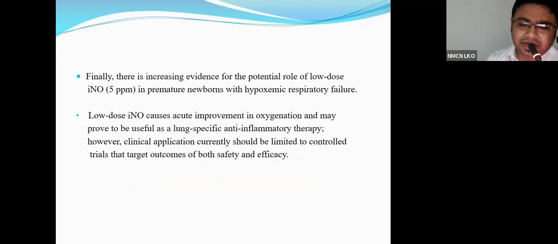There is increasing evidence for more uses of iNO, but still more papers have to come in order to validate this use. It has also been shown that iNO is an anti-inflammatory therapy, but this has not come into routine practice, and is more for research studies. Thank you.